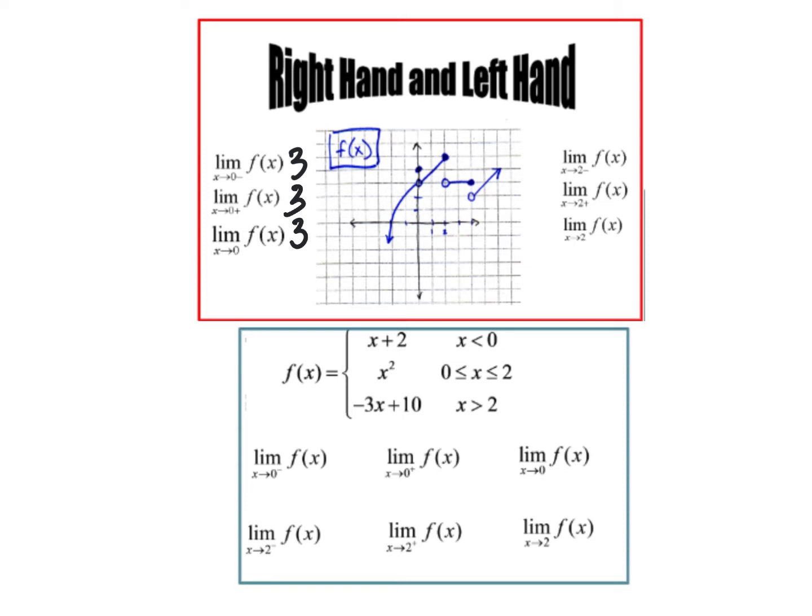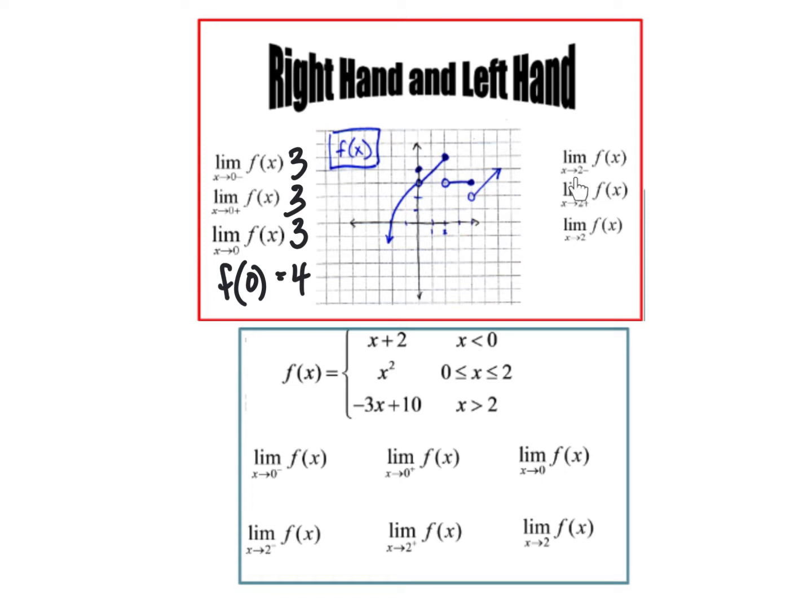Now, if I said, yeah, but what's the actual value at 0? Well, that appears to be 4. You see that right here. Now, what that means is that the function has a limit, but it isn't continuous there. To be continuous, the value of the limit needs to be the same as the value of the function.